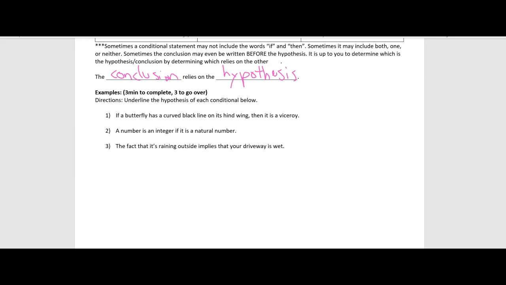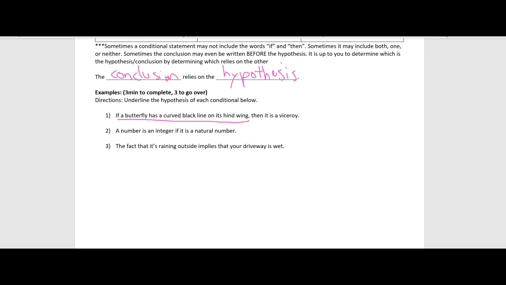So let's look at these three conditional statements here. What I want you to do is just underline the hypothesis. So take some time, pause the video, come back once you've underlined something from each statement. Okay, so for number one, it's nice because it is in the form if-then. So if a butterfly has a curved black line on its hind wing, that's our hypothesis, then it is a viceroy, which would be our conclusion. So being a viceroy depends on having a curved black line on its hind wing.